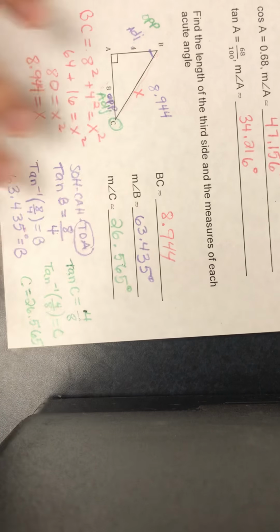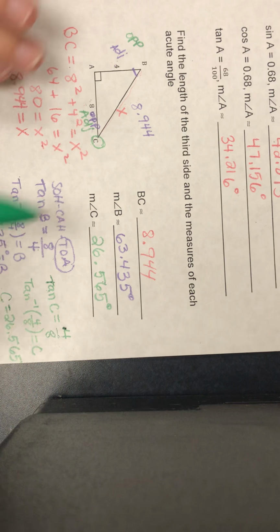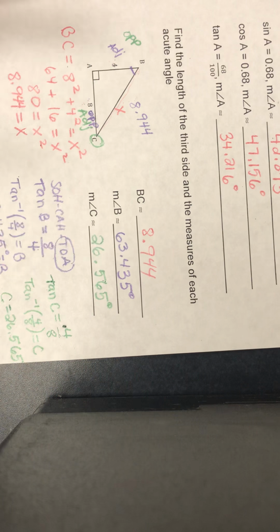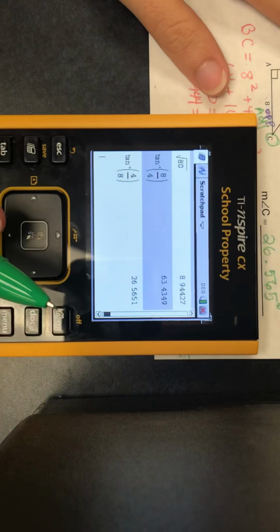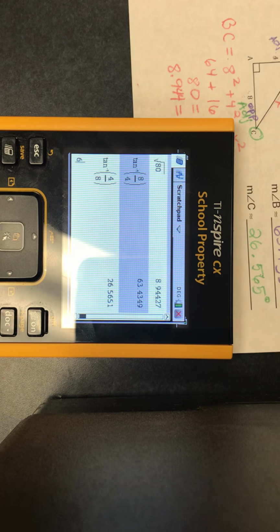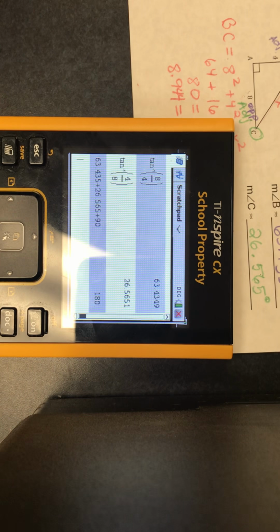Okay? And hopefully these 3 angles should add up to 180. So let's make sure that is happening. 63.435 plus 26.565 plus 90 should give me 180 because that's how many degrees are in a triangle. And it does, so I know I did it right.